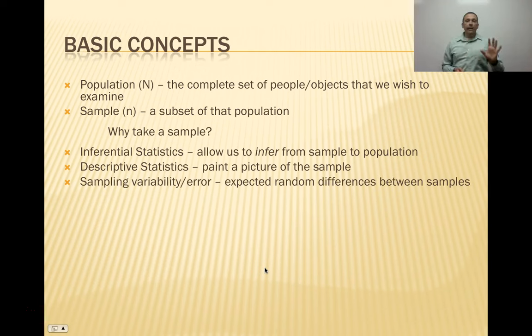Another very important concept is this idea of sampling variability and error. Okay? And basically, as you see the definition here, it's the expected differences, most importantly, random differences that we expect if we were to take different samples from the same population.